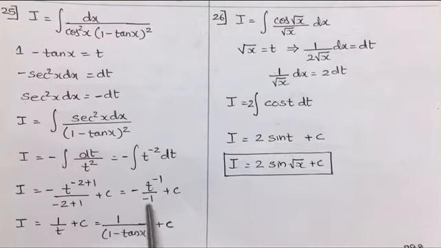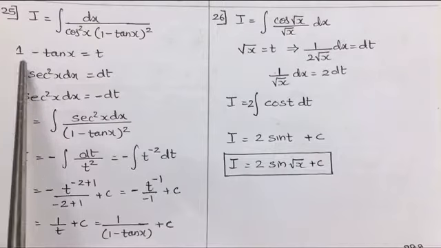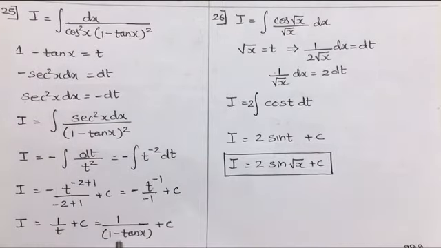Minus 2 plus 1 will make it minus 1, and minus makes it plus, and t raised to minus 1 is written as 1 upon t plus c. Now instead of t, 1 minus tan x is to be substituted. So we get 1 upon 1 minus tan x plus c as the integration.